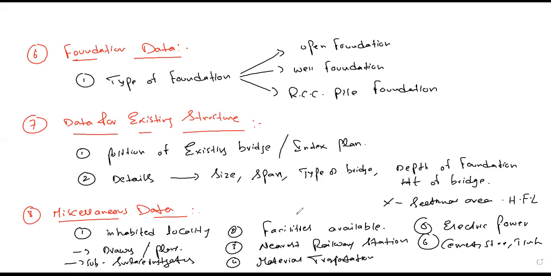So this is about the essential design data for bridges. Clear? In the next class we are going to discuss a very important topic, which is the economic span of the bridge, and how to calculate it. In the previous class, in the bridge terminology, I told you what is clear span, what is effective span, and what is economical span. What do you mean by economical span? The cost of superstructure is equal to the cost of substructure. That span is known as the economical span. So that is what we are going to discuss.